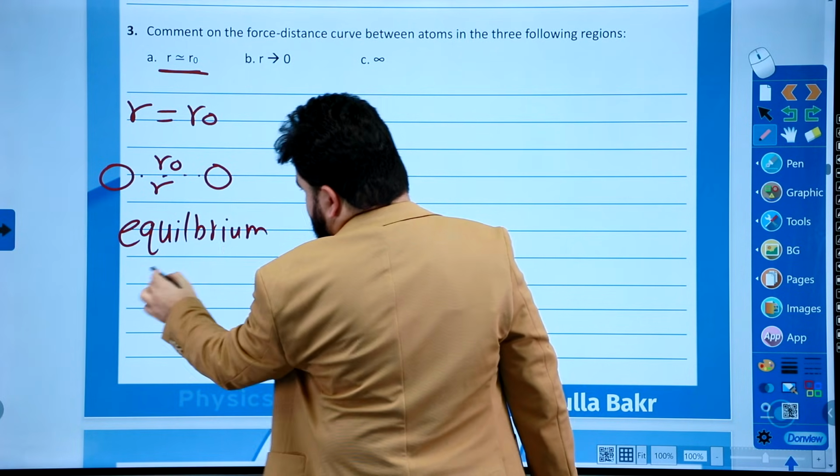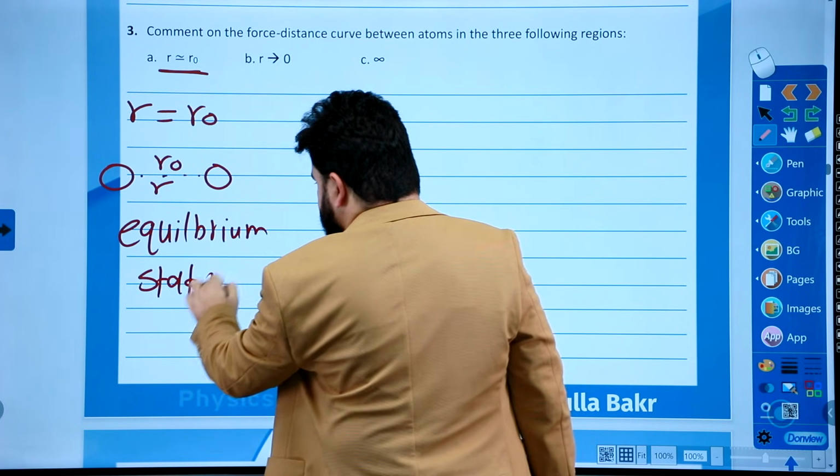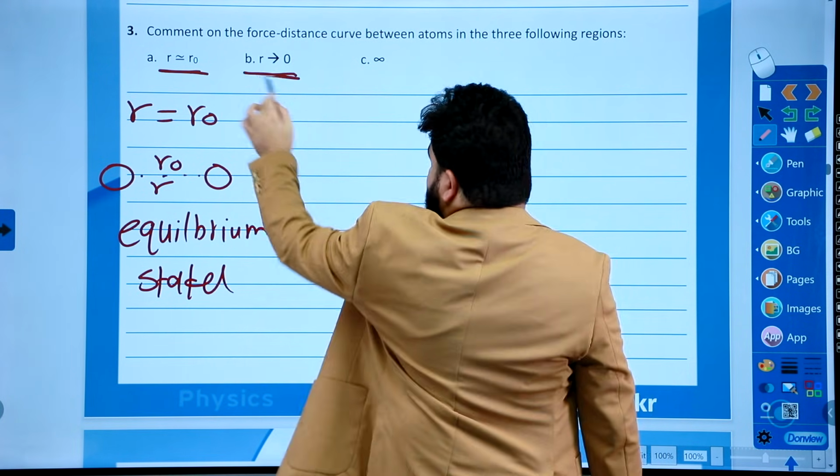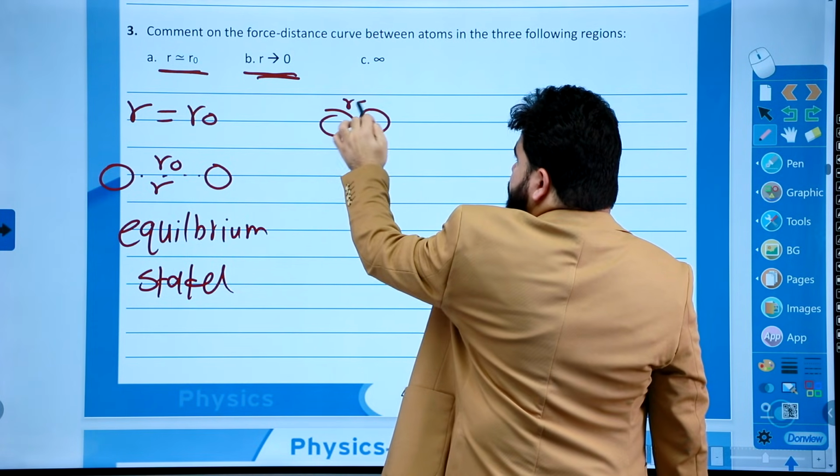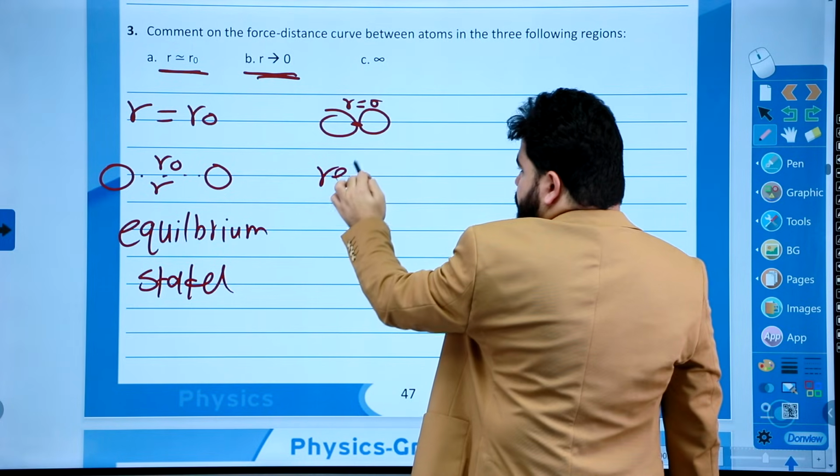Equilibrium state. Be careful. Why? Because the distance does not change. B, if R is equal to 0, it means the two atoms are too close together. So R is equal to 0, so it's going to be repulsive. Be careful.